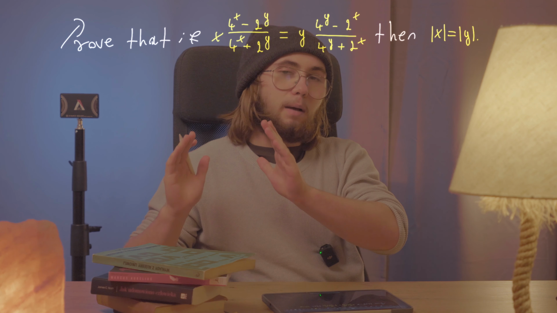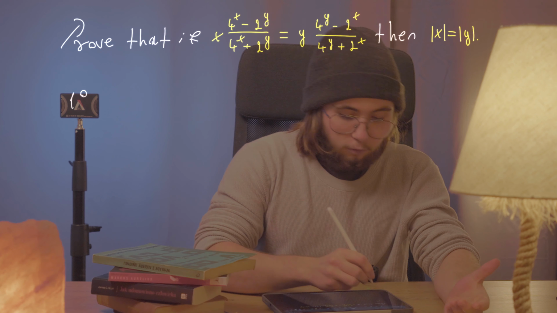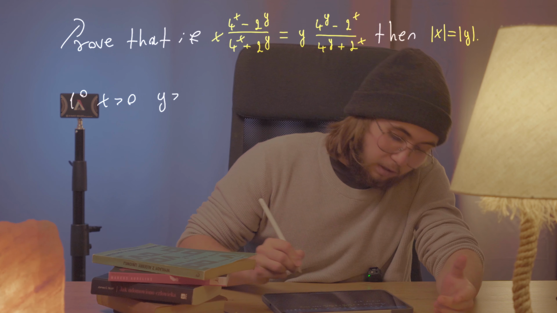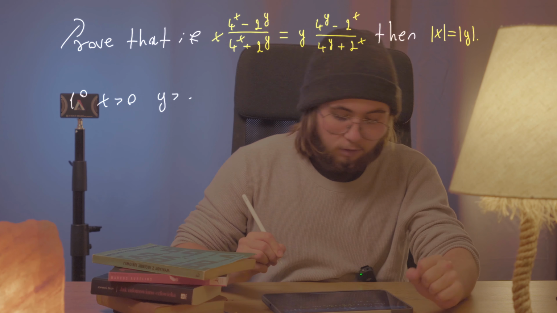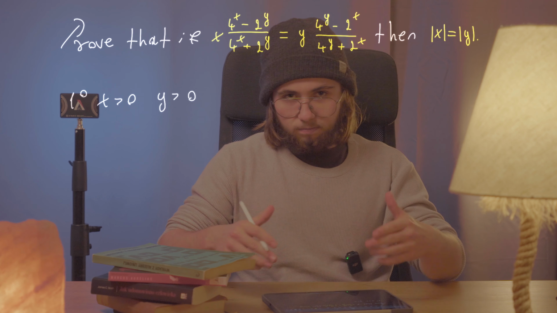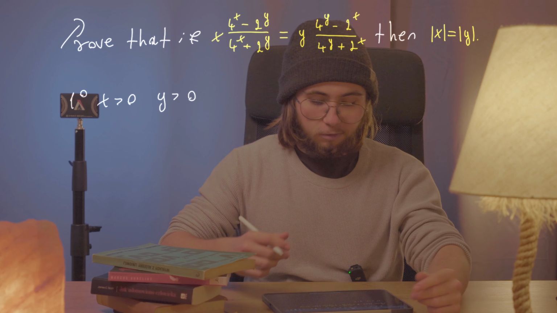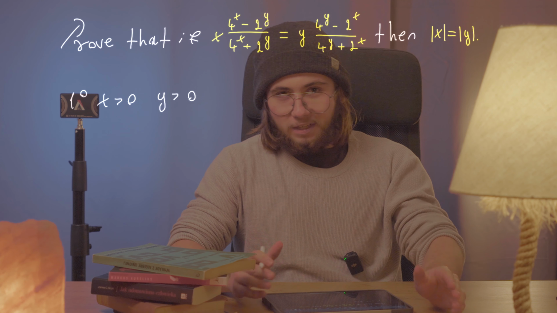Okay, so this proof is gonna have two parts. First of all, we would like to go on and prove the statement for x greater than 0 and y also being greater than 0. I'm not saying greater than or equal to 0 because if they are both equal to 0, then this will definitely hold, and their absolute values will also be equal. So it doesn't make sense to consider that case.